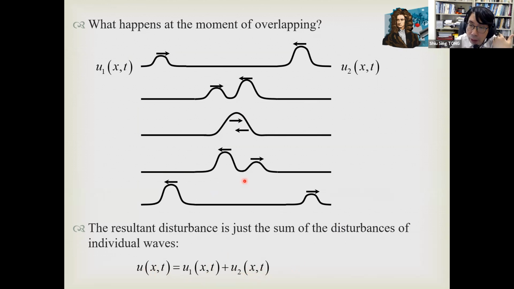Now, the fact that the superposition does not affect the individual waves lies in the fact that the wave equation is linear. It admits two solutions which can be added up independently. U1 and U2 can be added up to form the whole solution without affecting one another.